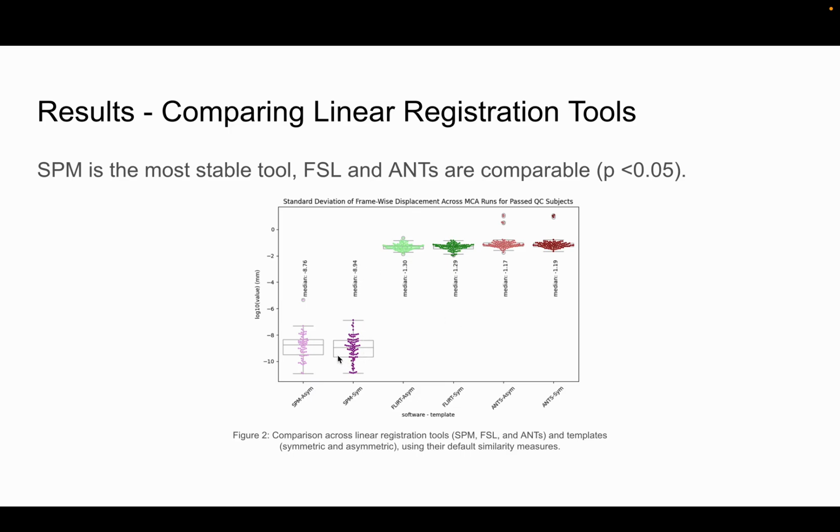And we see that there is an obvious difference in uncertainty for each tool. SPM is the most stable one, with the lowest variability across the MC runs, and for FSL and ANTs, the variability is comparable.